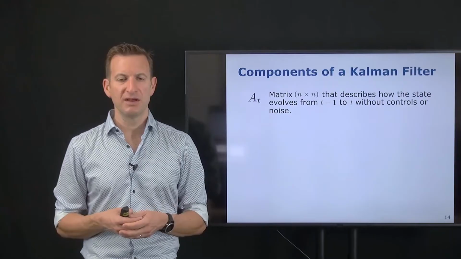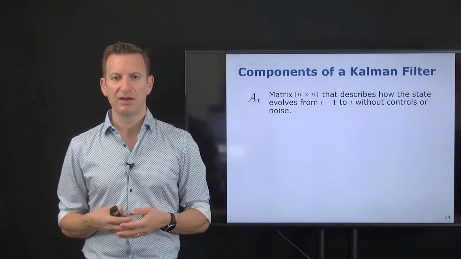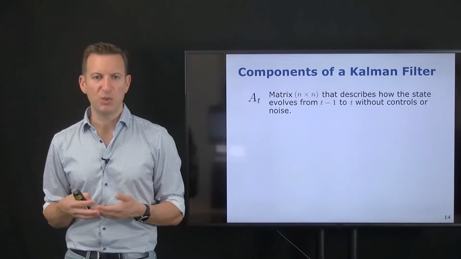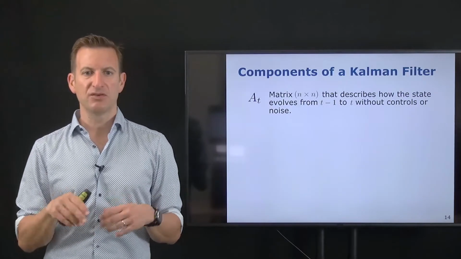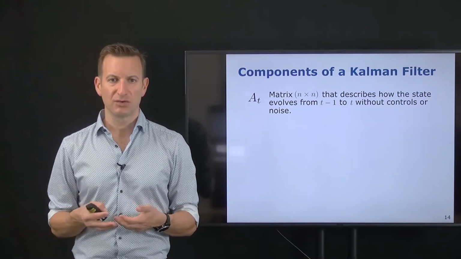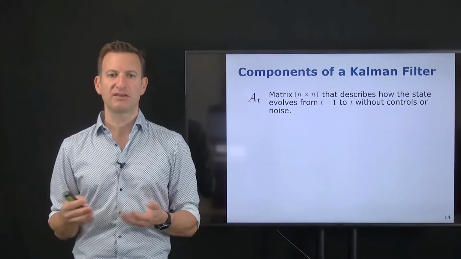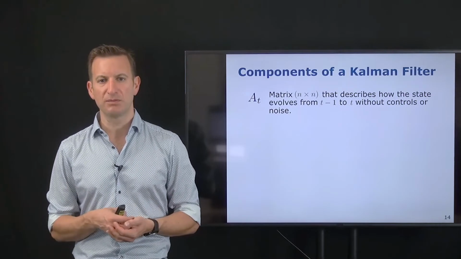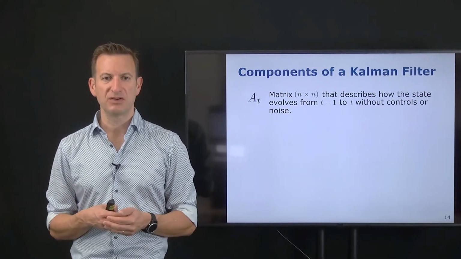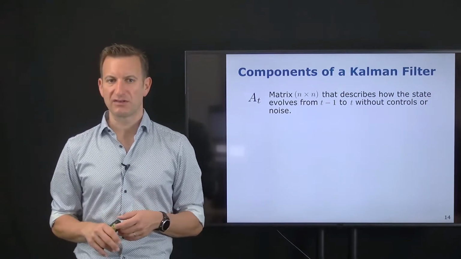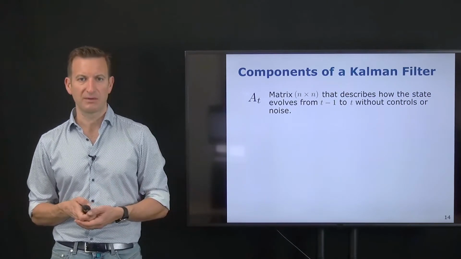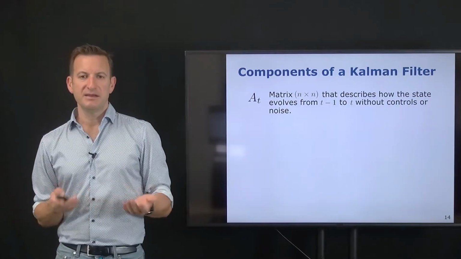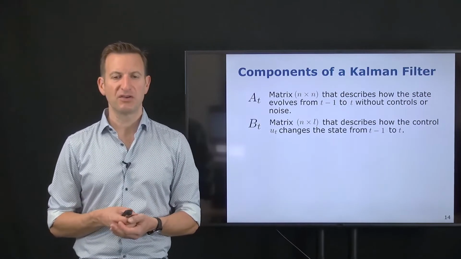Another alternative is if you have external factors, like a UAV and a blowing wind. Even if you don't control the wind itself, it's an external factor which could be integrated into this matrix AT, so that the wind generates some drift for your UAV, for example. And then the second important part is this matrix BT.